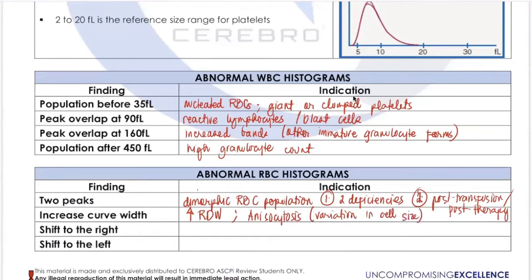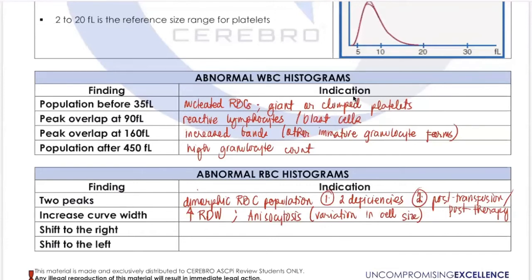Next, if there is a shift to the right or a shift to the left, you look at where the peak is in relation to the mean of your mean cell volume. Let's say, for example, the normal mean cell volume is 80 to 100 femtoliters, that makes 90 femtoliters the peak of your RBC curve.